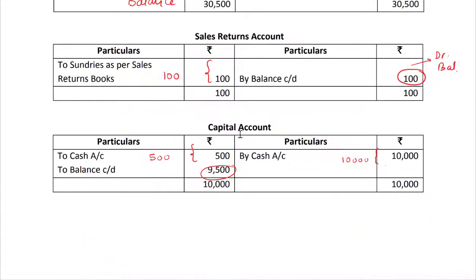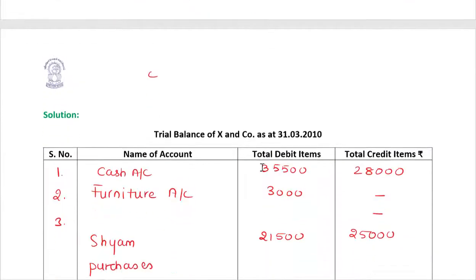After sales return, we have capital. Capital, this is a credit balance because it is on the debit side. So this is credit balance 9,500.